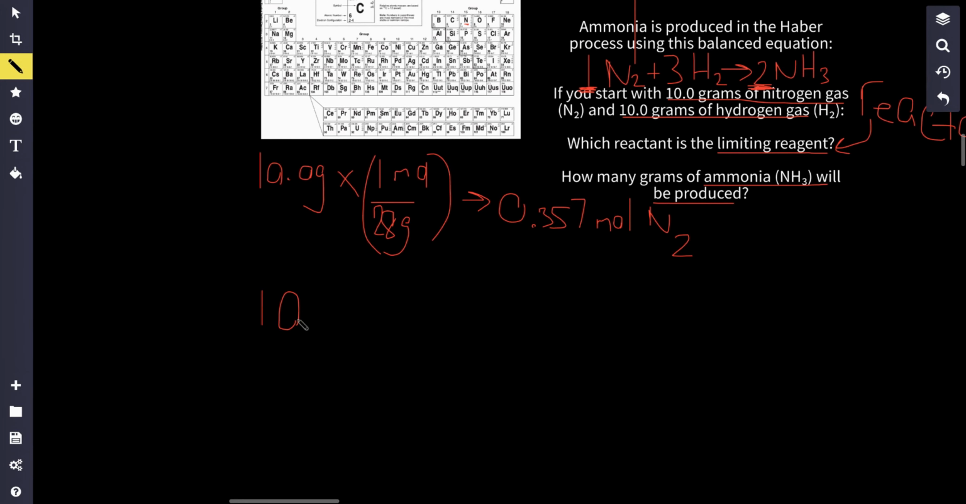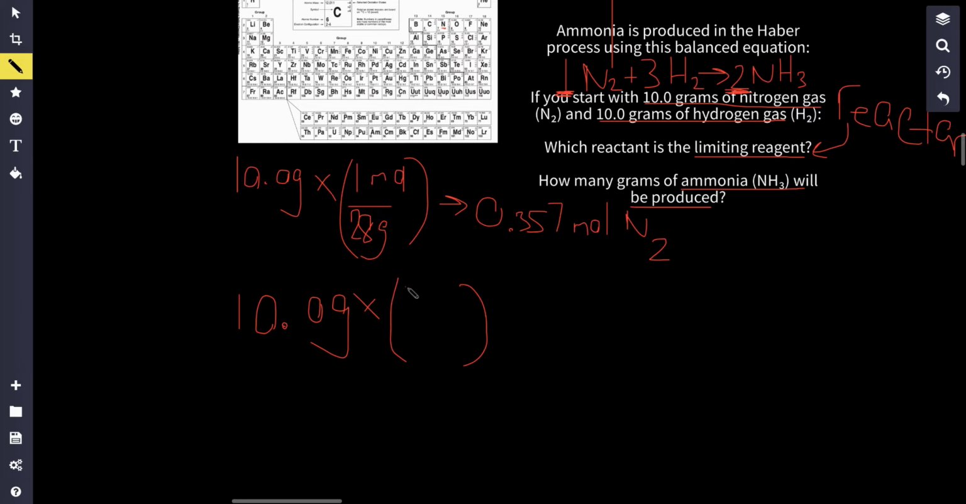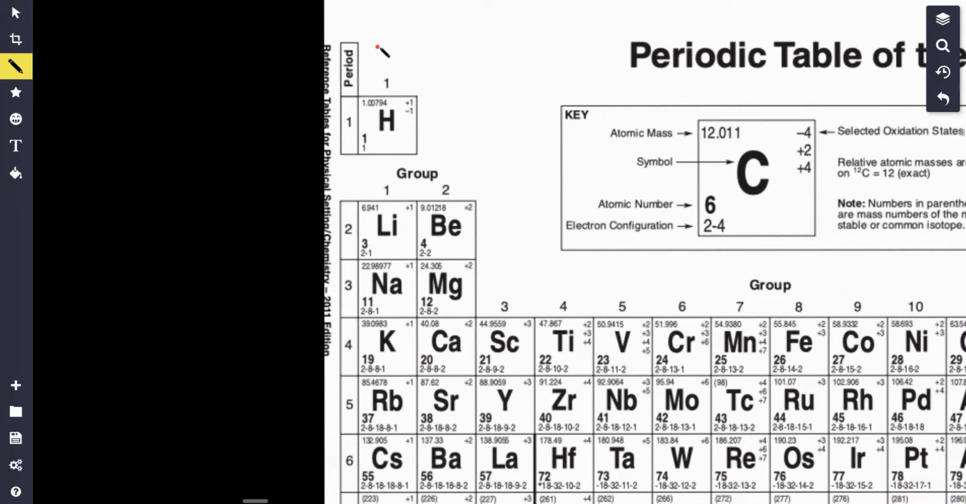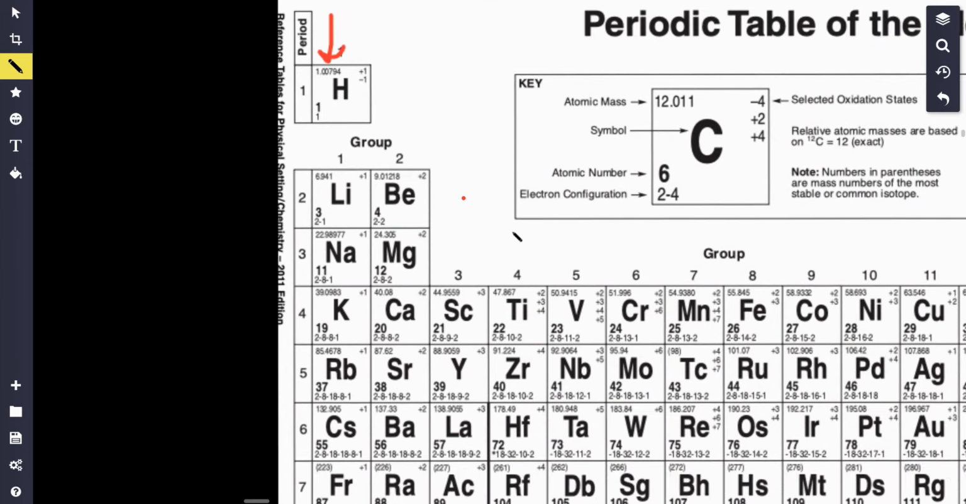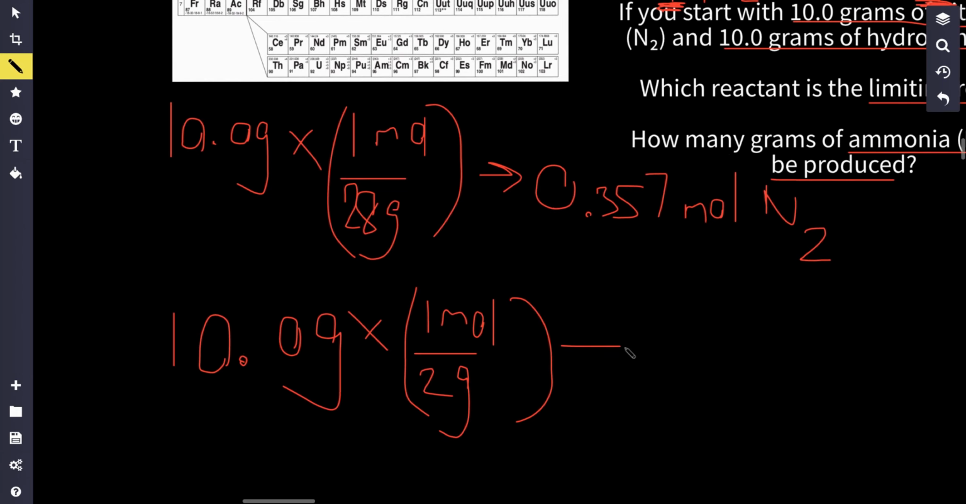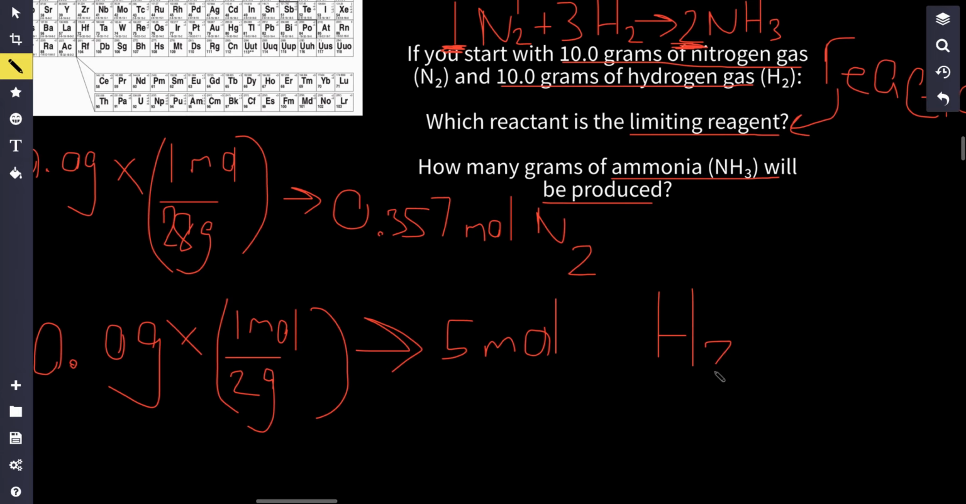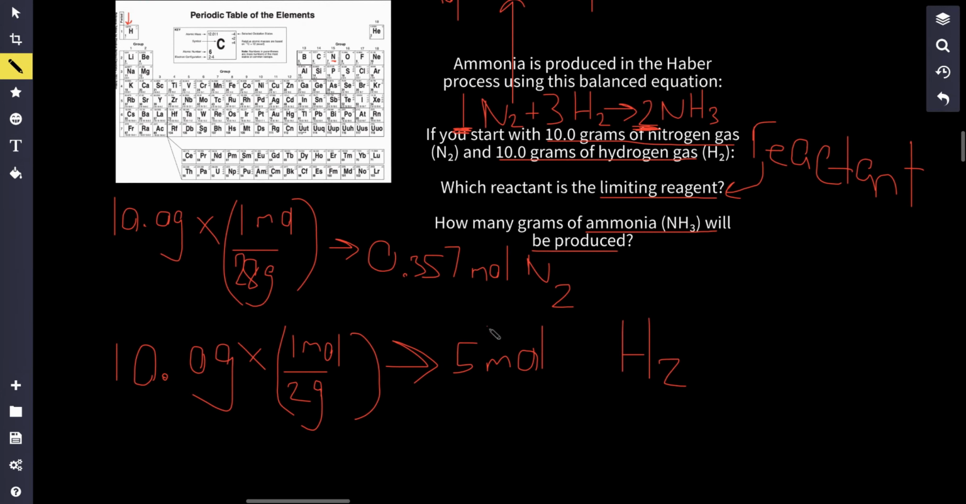Now let's do it for hydrogen gas. We have 10 grams of hydrogen gas. For every 1 mole of hydrogen gas, it's going to be around 2 grams, because for 1 hydrogen atom, it's about 1 gram for its molar mass. So for H2, it's 2 times 1, which is just 2. So this is going to be 5 moles of H2. Now, just from the looks of everything, it looks like our limiting reactant is going to be N2.